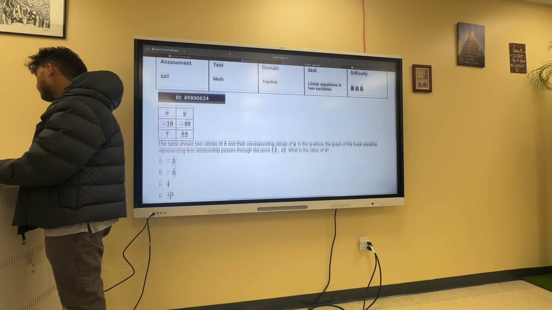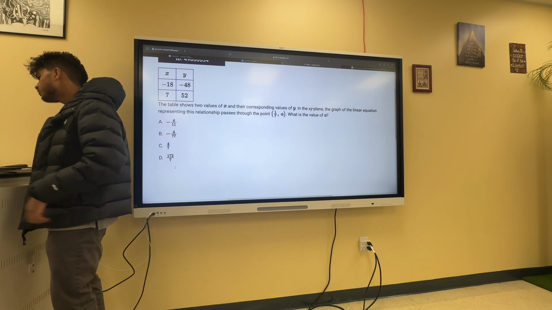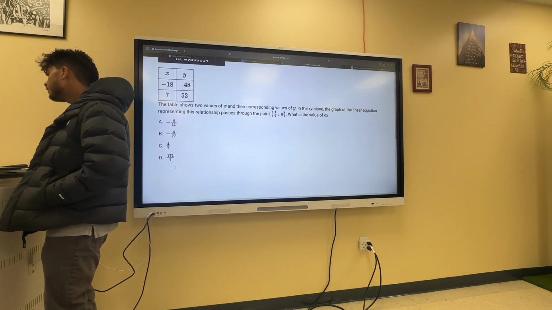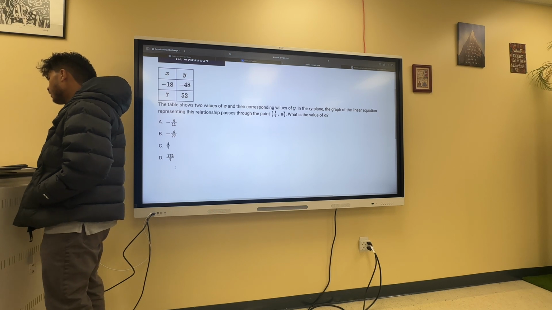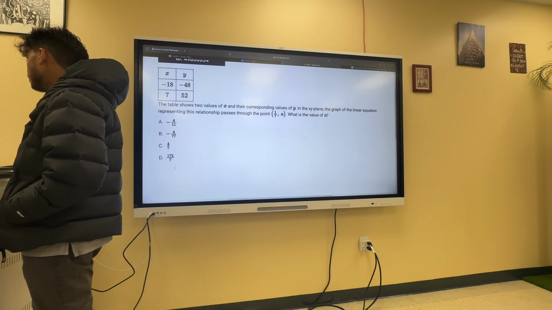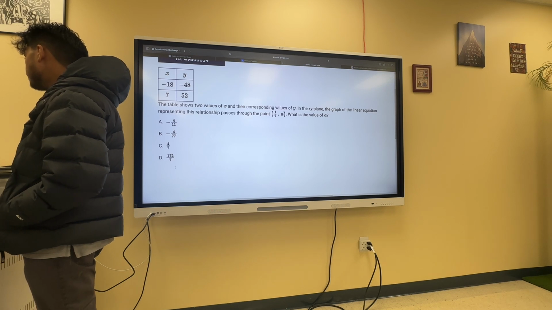Okay. This is another hard question. The table shows 2 values of x and their corresponding values of y. In the xy plane, the graph of the linear equation representing this relationship passes through the point (1/7, a). What is the value of a?